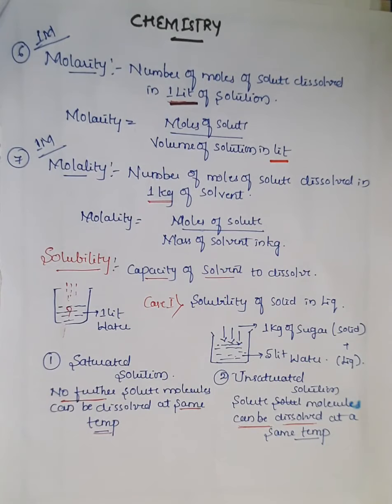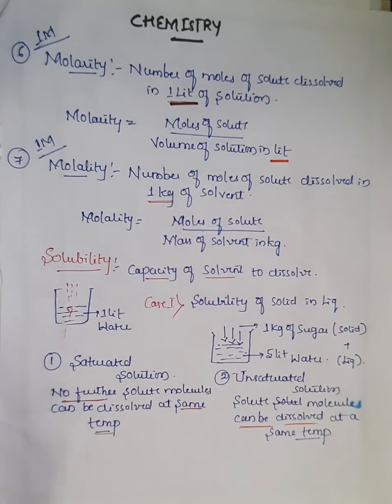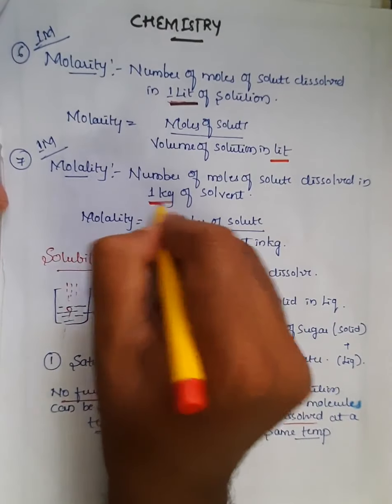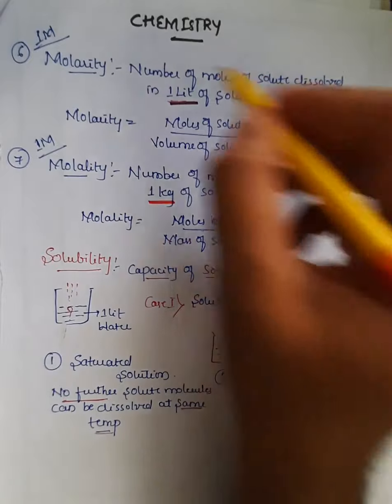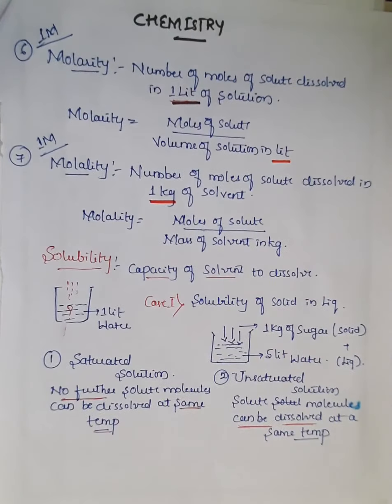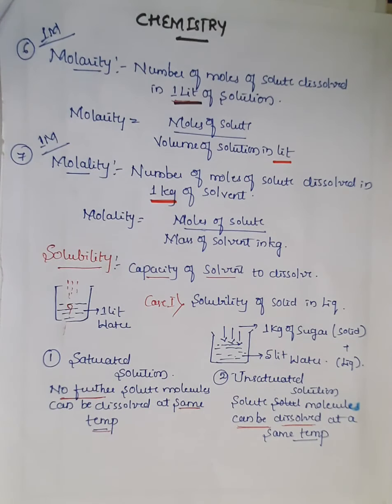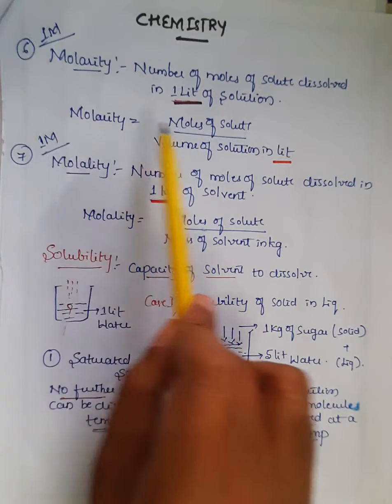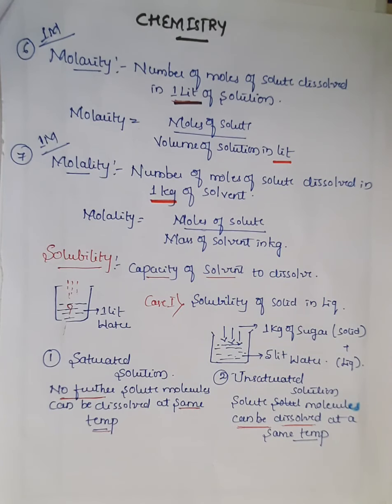And the seventh one is molality. Molality is nothing but the number of moles of solute dissolved in 1 kg. If we take 1 kg, we call it molality; if you take 1 liter, we call it molarity. Understand? It might be a 1 mark question for your annual examination. Most of the time it is repeated.